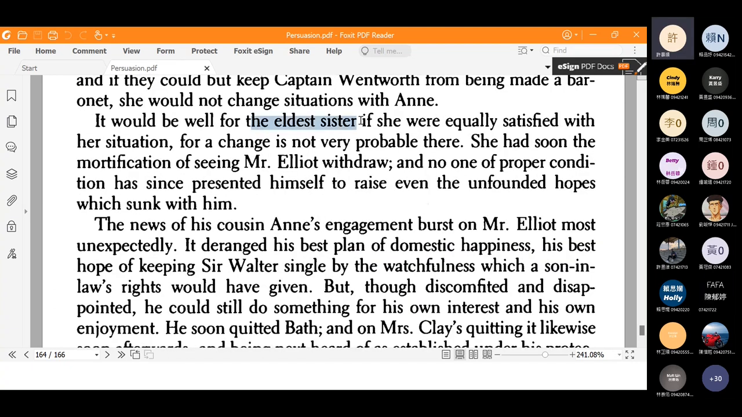Elizabeth, the eldest sister. Remember, she's still single. She had soon the mortification, which means embarrassment and suffering, of seeing Mr. Elliot withdraw. Remember, Mr. Elliot, before he met Anne, his purpose was to try to marry Elizabeth. But now that he has been revealed as a terrible person, he withdraws. And no one of proper condition has since presented himself to raise even the unfounded hopes which sunk with him. So after Mr. Elliot withdraws, nobody else wants to marry Elizabeth.